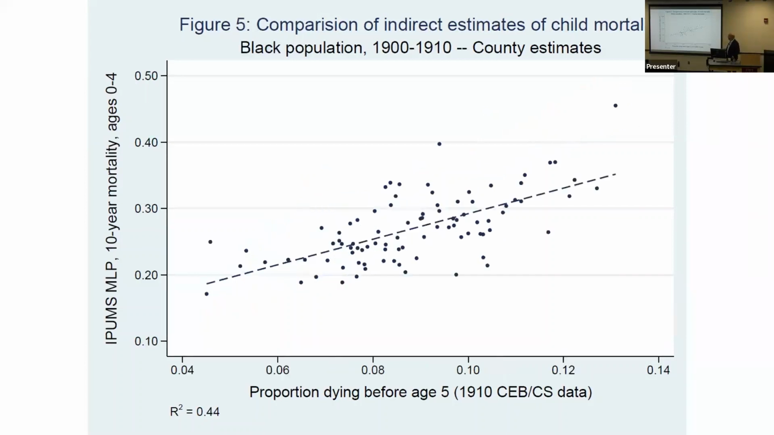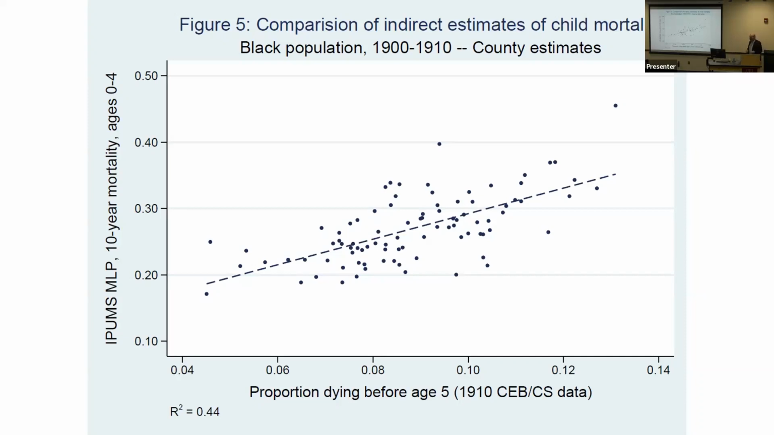And here is the Black population. We're only plotting estimates where we have at least, I think, 1,000 children to get an estimate from, because, sadly, in this case, not enough kids die. You're trying to measure something that happens fairly infrequently.